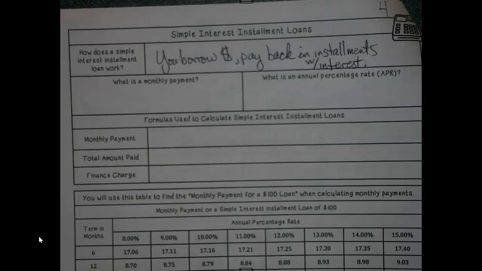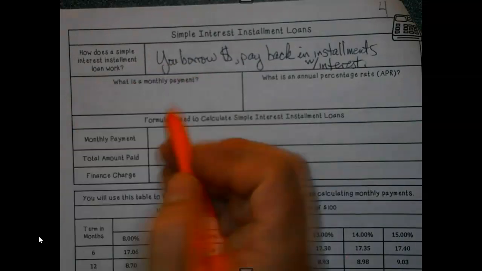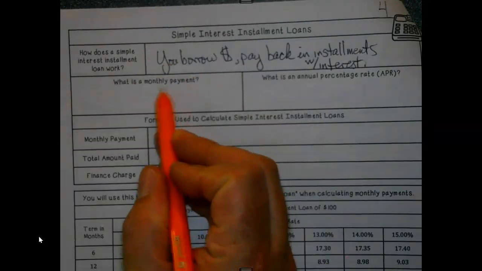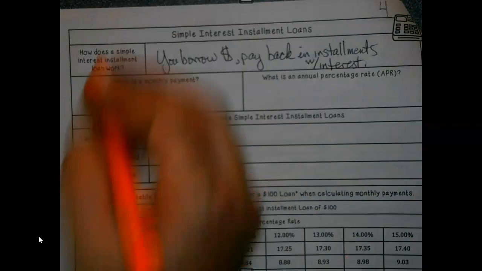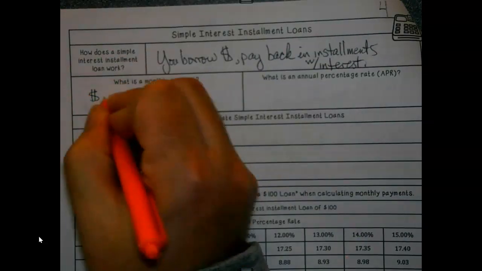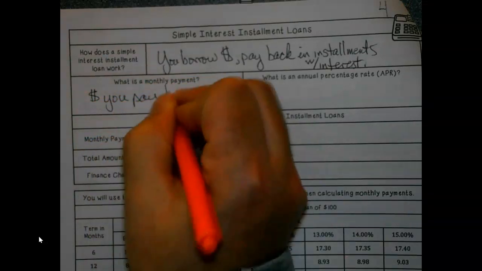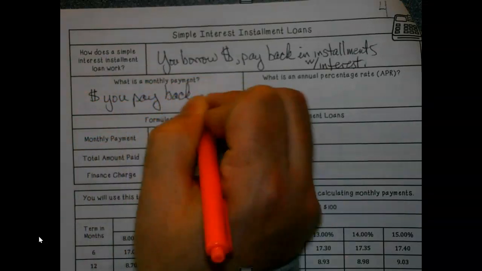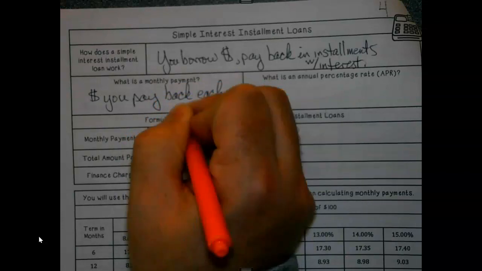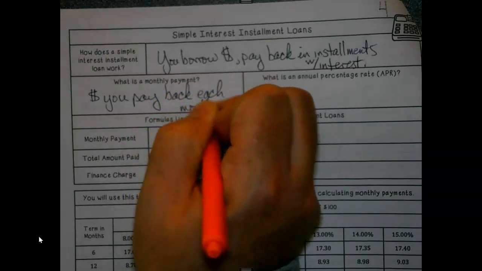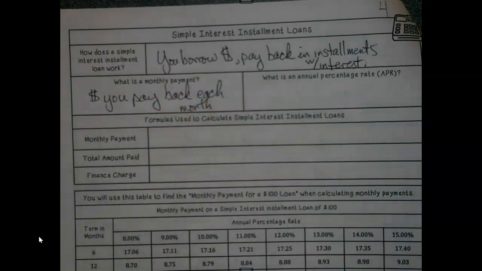So this is kind of repetitive. What is a monthly payment? The money you pay back each month to be paying off your loan.